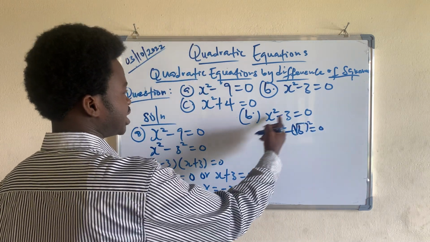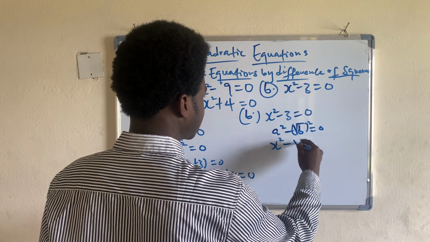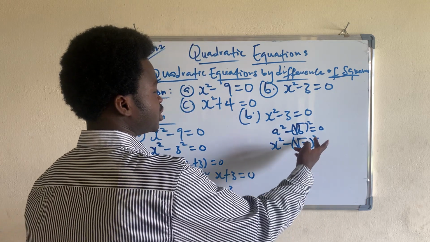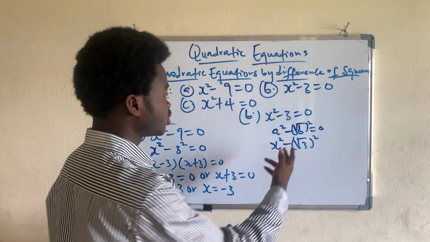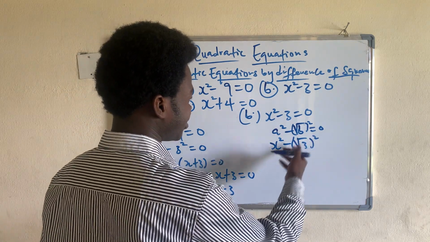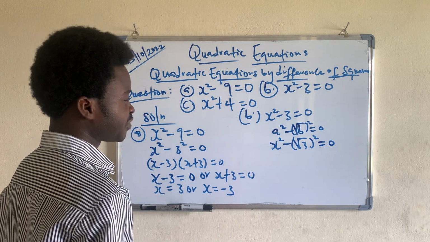So that this will be written as x squared minus the square root of 3, all squared. We all know that the square will cancel out the square root, which will give us this 3 back. So it is mathematically correct to write it this way, so that we have this equal to 0 in the form of difference of two squares.